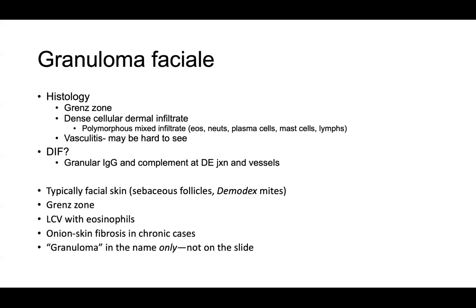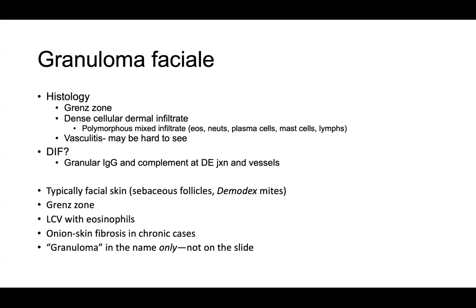Typically, it involves facial skin, such as the sebaceous follicles. You can see demodex mites, which often overlap with rosacea. So, of course, it's very common and sometimes difficult to rule out an evolving granuloma faciale and like a granulomatous rosacea or chronic rosacea. But the Grenz zone is very helpful. If you do see LCV with eosinophils and onion skin fibrosis in chronic cases, you can think about it. Now, if you hear onion skin fibrosis, that's going to make you think about the other entity we're about to talk about, erythema elevatum diutinum.